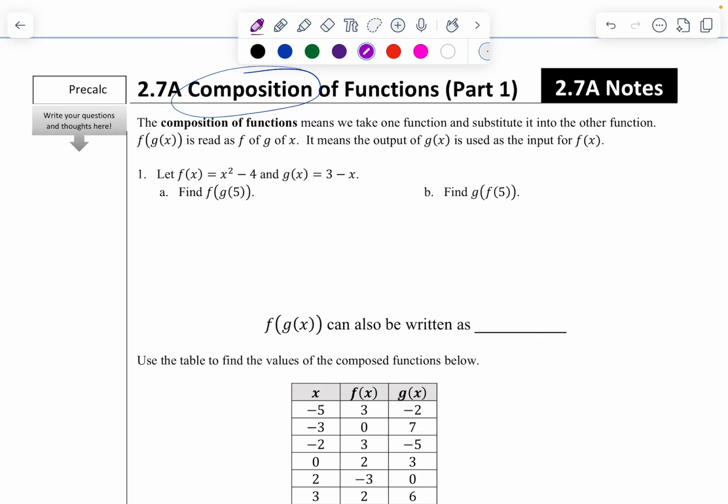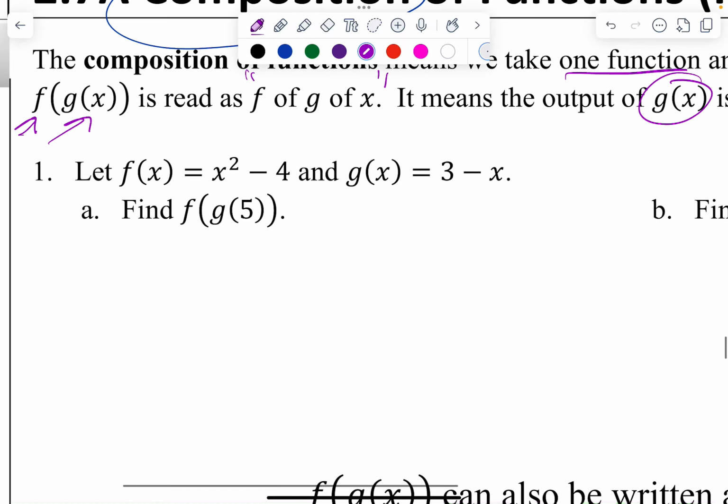The composition of functions means that we take one function and we substitute it into the other function. So this reads f of g of x. It means that the output of g of x is used as the input for f of x. So let's practice some of this.